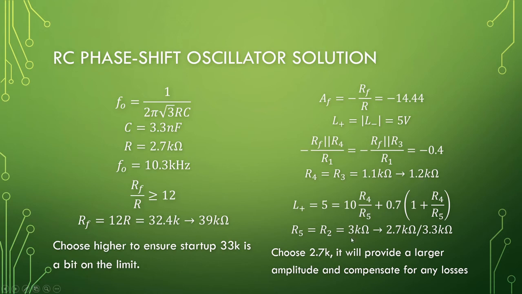Calculating R5 will give us 3 kilohms, and the two choices are 2.7 and 3.3 kilohms, and I would rather go with 2.7, which will give us a larger amplitude and compensate for any losses that we might have due to our choices. In simulation, if it doesn't work out, just go with 3.3. Okay, that is always why you simulate a problem before building something. So let's go over to the simulations and see if all of this works.